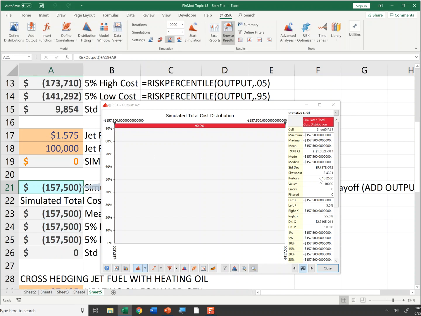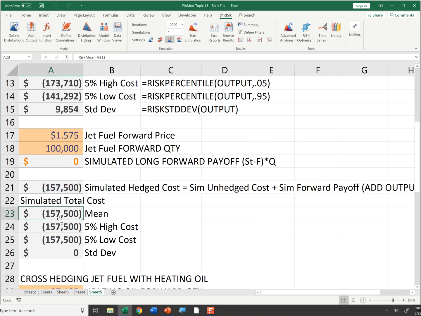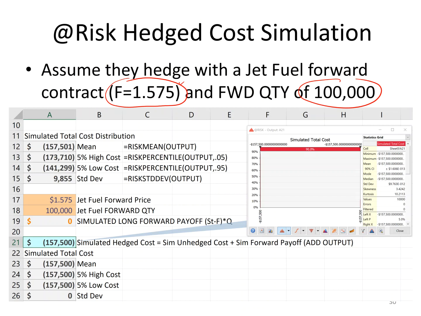And you get this really interesting histogram. Every single value is 157.5. In other words, they are perfectly hedged. The mean is 157.5, the 5% lowest, the 5% highest, and there's 0 standard deviation. They are completely hedged using that direct hedge on jet fuel with the exact quantity. This is not a cross hedge; they did a direct hedge with a jet fuel futures contract or forward contract.